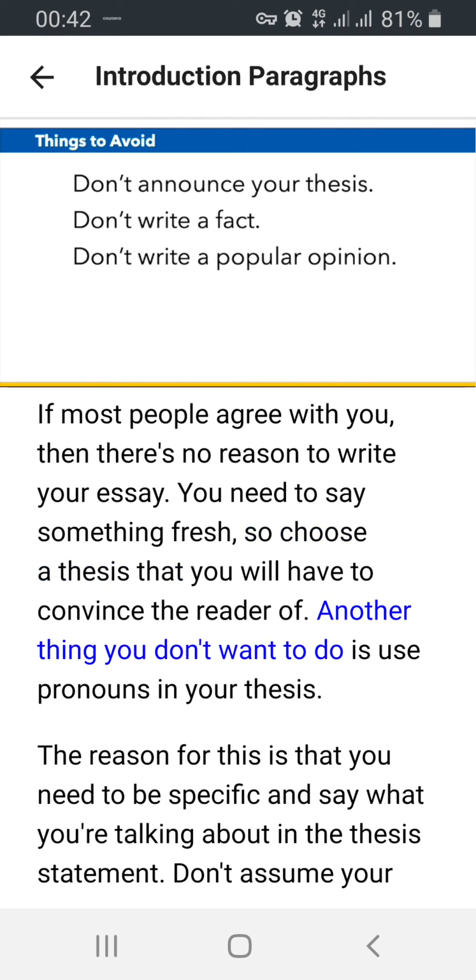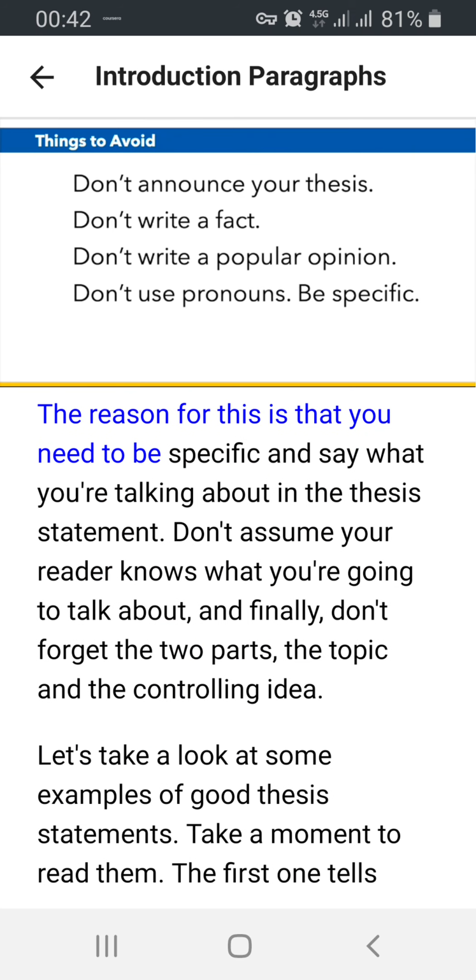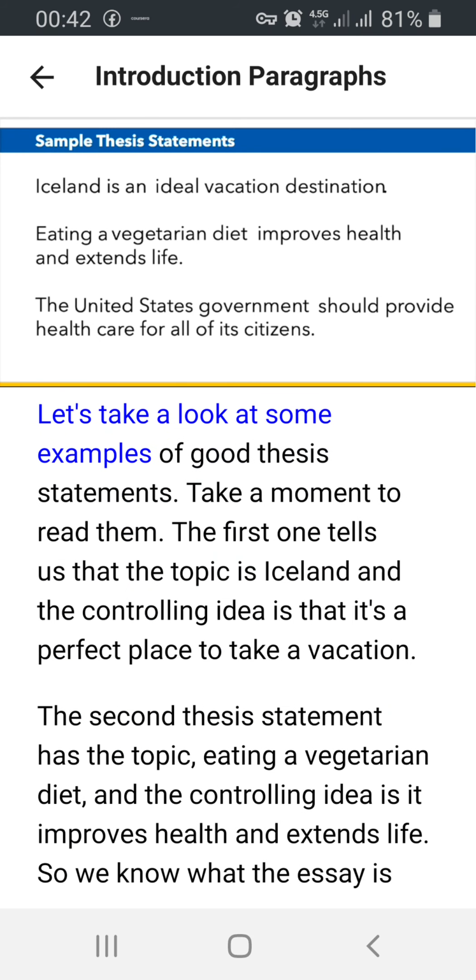Another thing you don't want to do is use pronouns in your thesis. The reason for this is that you need to be specific and say what you're talking about in the thesis statement. Don't assume your reader knows what you're going to talk about. And finally, don't forget the two parts, the topic and the controlling idea. Let's take a look at some examples of good thesis statements. Take a moment to read them.